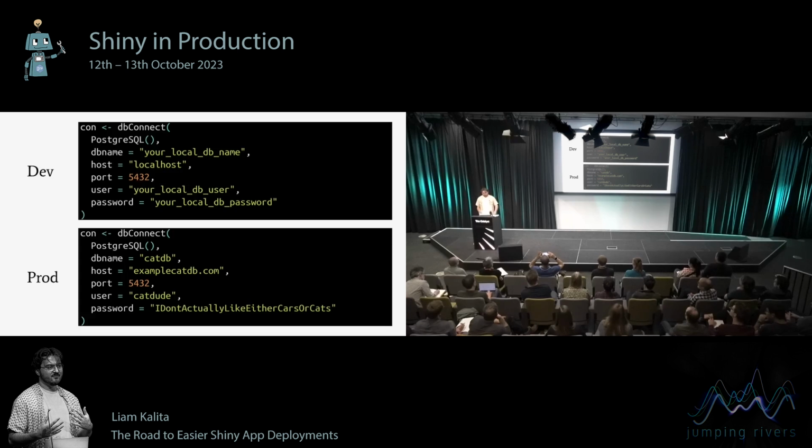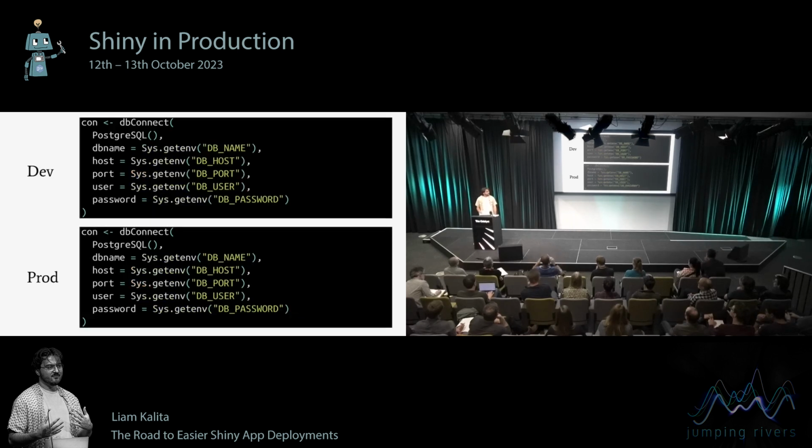So anything that could be done to make this more simple would be helpful. So what you can do is replace variables with calls to environment variables. Now this could be committed to a Git repository. It doesn't have any sensitive values in, and the code's the same between dev and prod. So awesome.